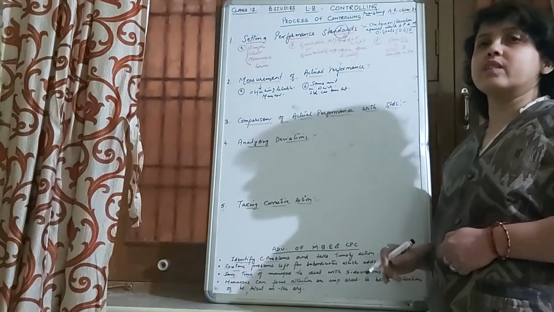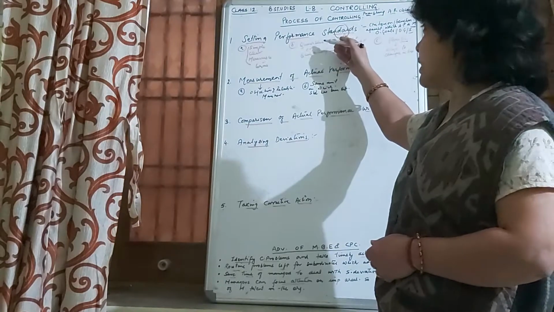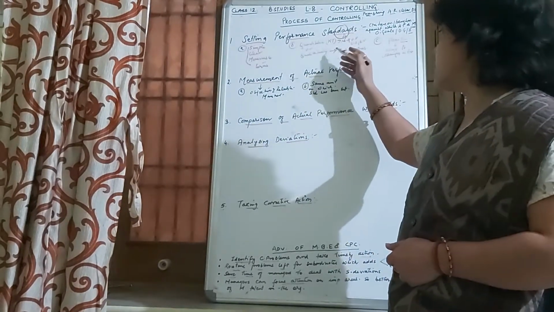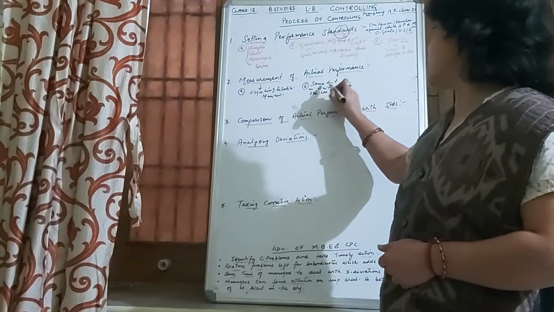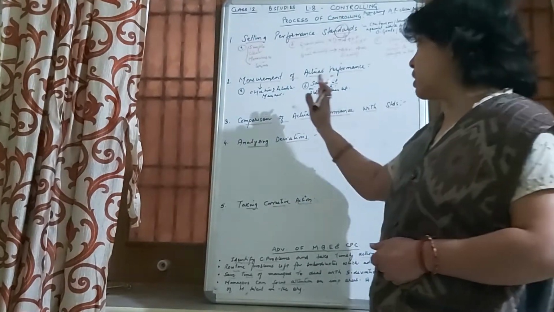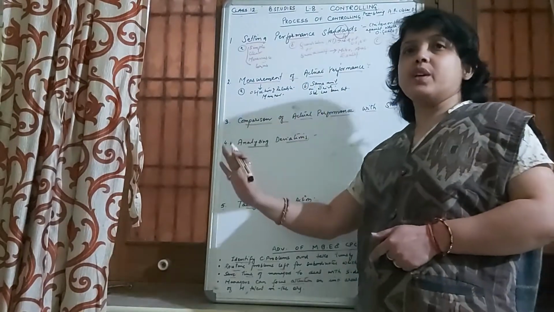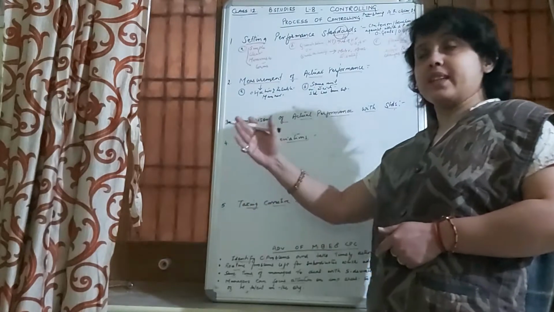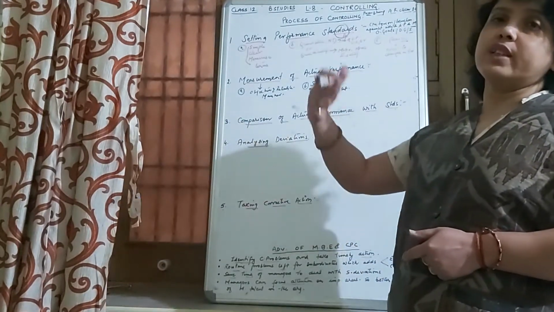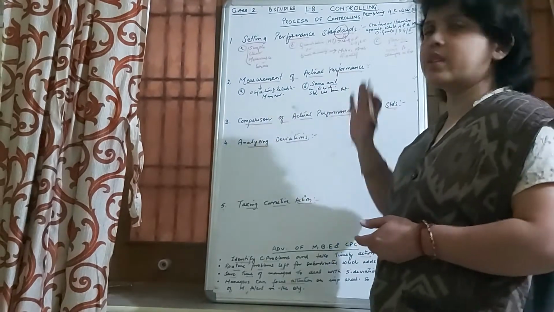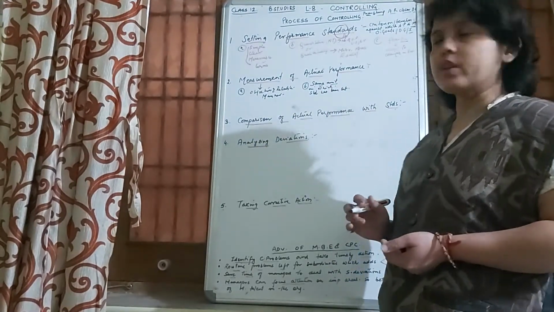If it is set in quantitative terms, it should be measured in quantitative terms. If it is set in qualitative terms, it should be measured in qualitative terms. What is the unit? If it is set in kg, then it has to be measured in kg. If it is set in feet, meter, or any other unit, it has to be measured in the same unit.